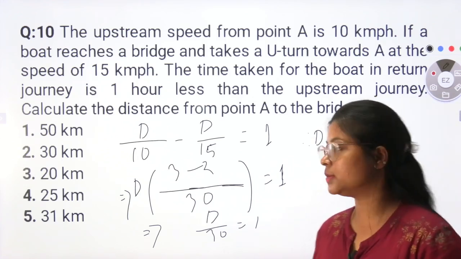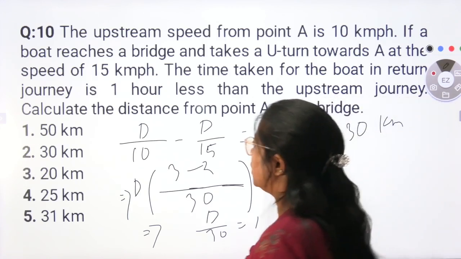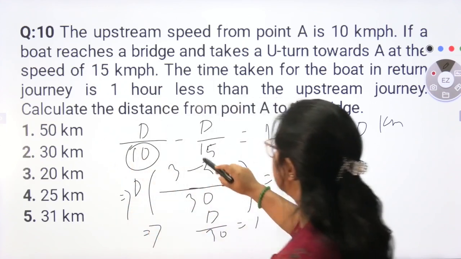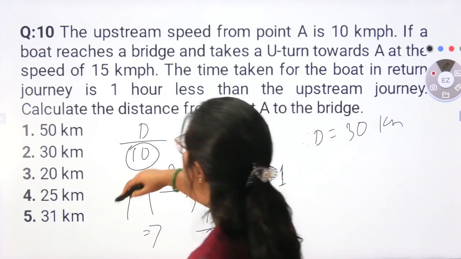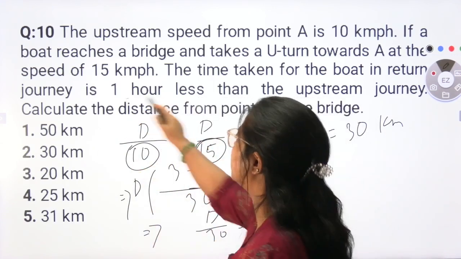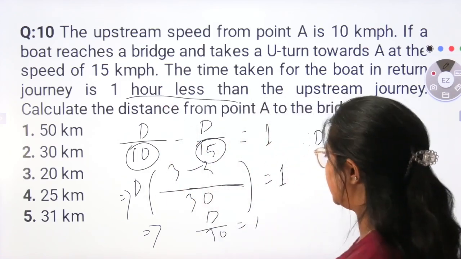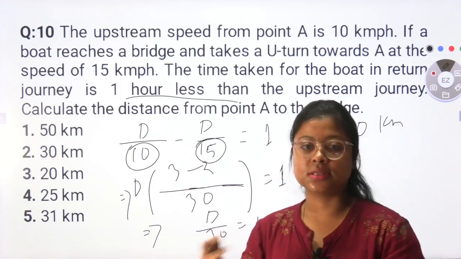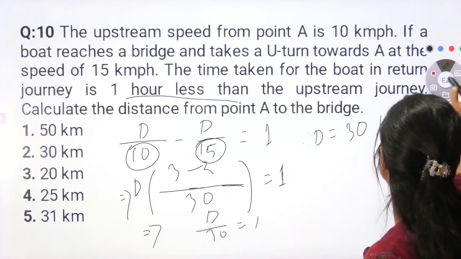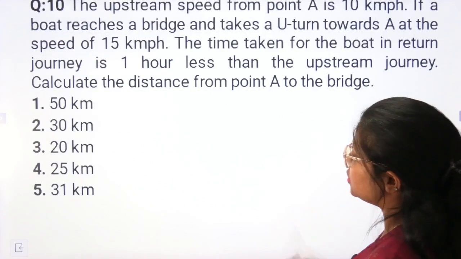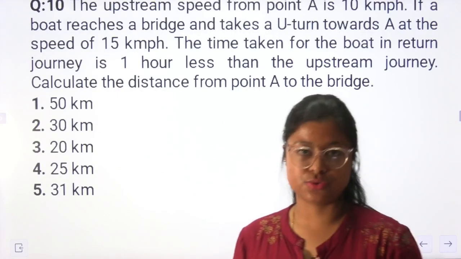So this is my question number 10. Question number 10 was easiest, because you are given the upstream speed and the downstream speed, and while traveling downstream, he is taking 1 hour less. From that, I get an equation like this, and if I solve this equation, I will get the total distance between that point A and the bridge. So this is all of question 10 from the topic boat and stream.